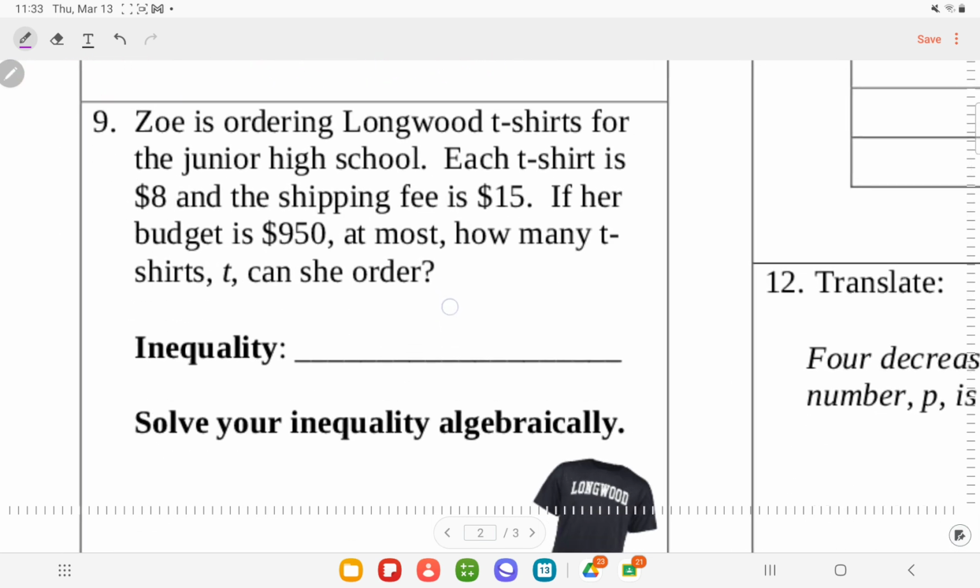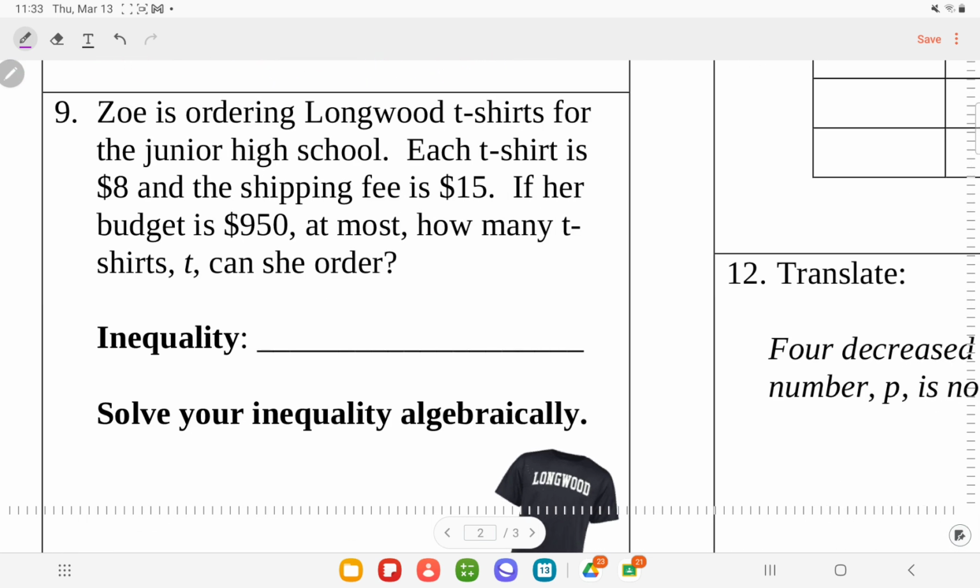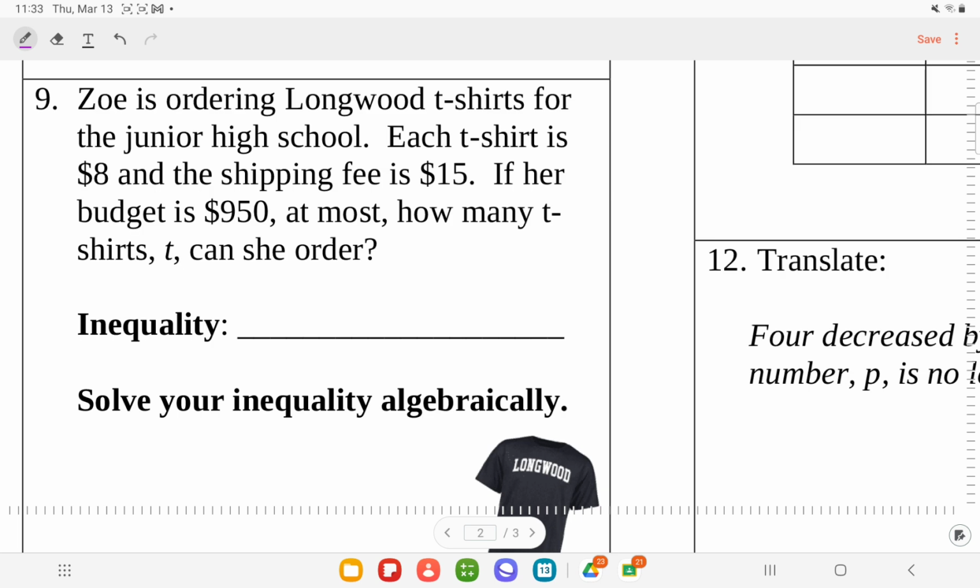Okay. Zoe is ordering Longwood t-shirts for the junior high school. Each t-shirt is $8 and the shipping fee is $15. If her budget is $950, at most, how many t-shirts T can she order? So they gave us a variable to use, how many t-shirts T. So you know the t-shirts are going to be represented by the letter T. I don't need a let statement, and I don't need to pick a letter.